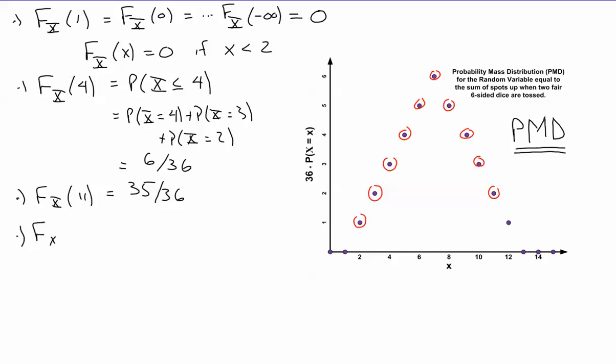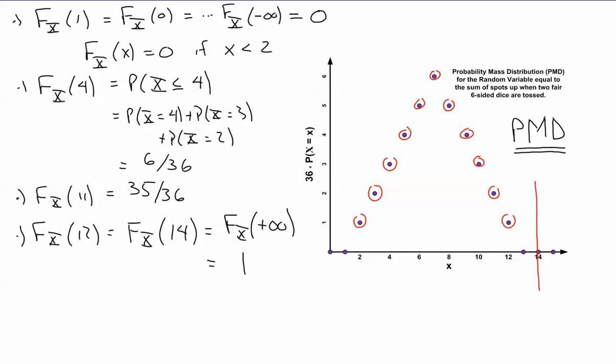The cumulative distribution function evaluated at 12 equals the cumulative distribution function evaluated at 14, which equals the cumulative distribution function evaluated all the way up to plus infinity, and that equals exactly 1. I add up all of these spots. All right. The probability that my random variable takes on a value less than 14 means to add up all of the probabilities lying to the left of that red vertical line. Okay?